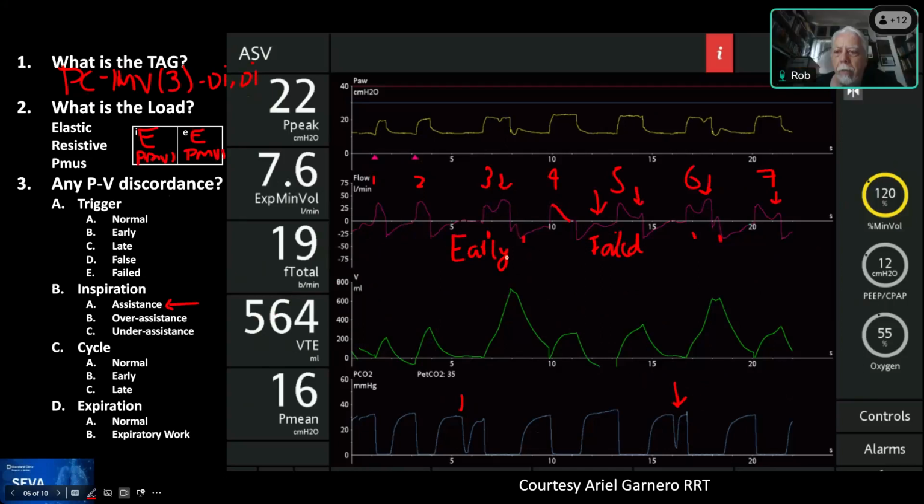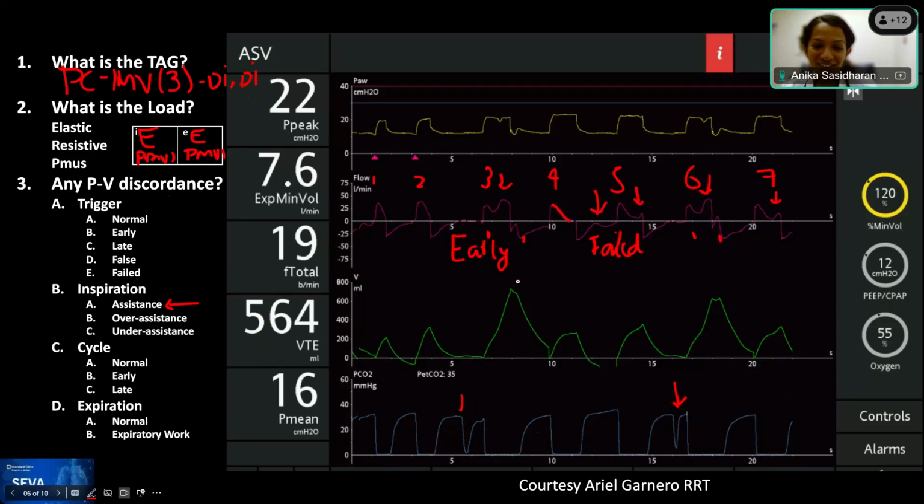Late cycle. Late cycle induced by early triggering? Late cycle. Early trigger. Let's back up a second. Sherry asks, can early trigger be a sign of over assistance? Kind of had this conversation yesterday. Do you want to take this one?